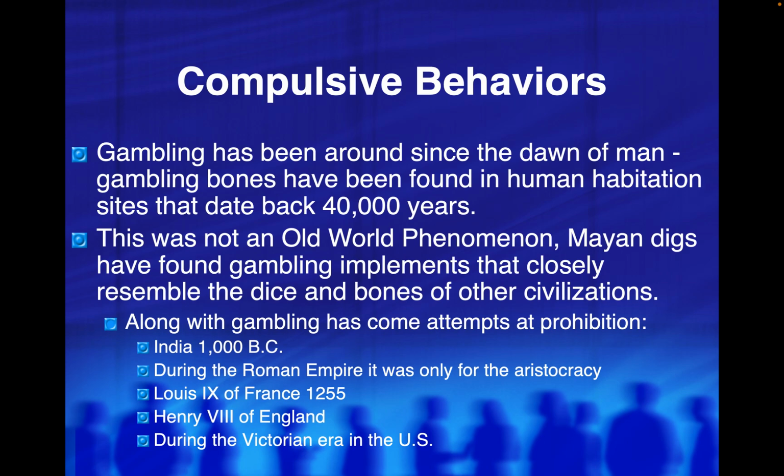During the Roman Empire, it was only for the aristocracy. Louis IX of France in 1255 outlawed gambling. Henry VIII of England outlawed gambling. And during the Victorian era in the United States, gambling became illegal. And that's an answer to a question on your quiz, the Victorian era in the United States.